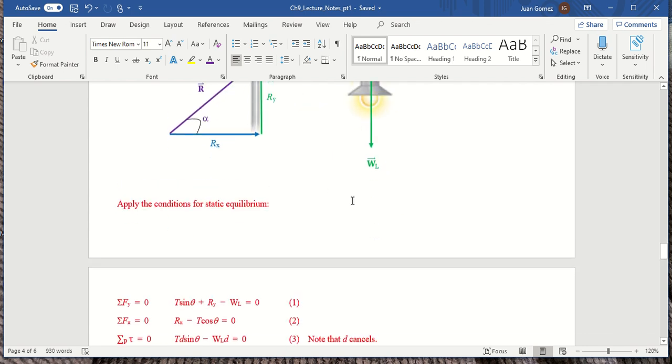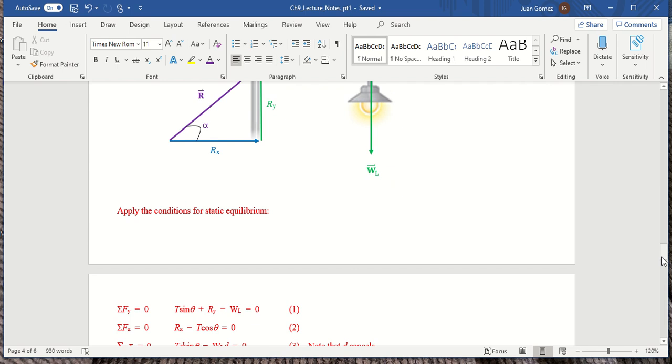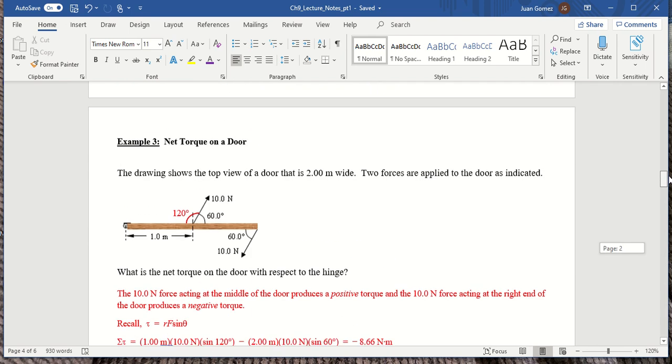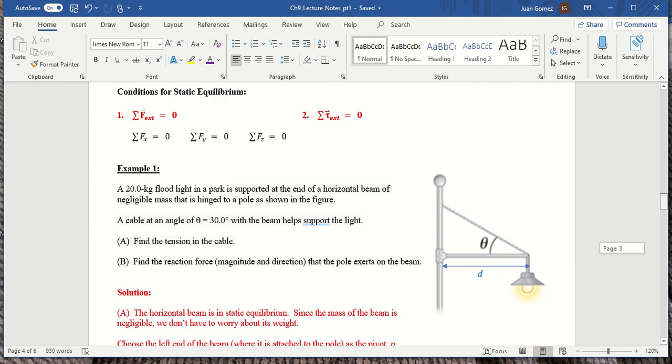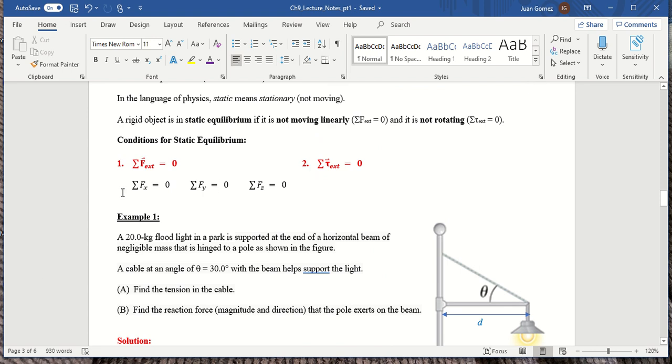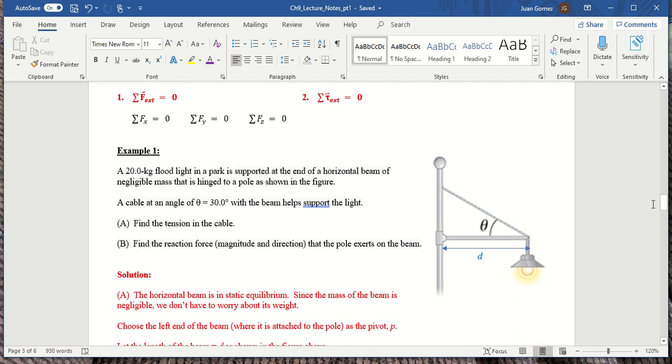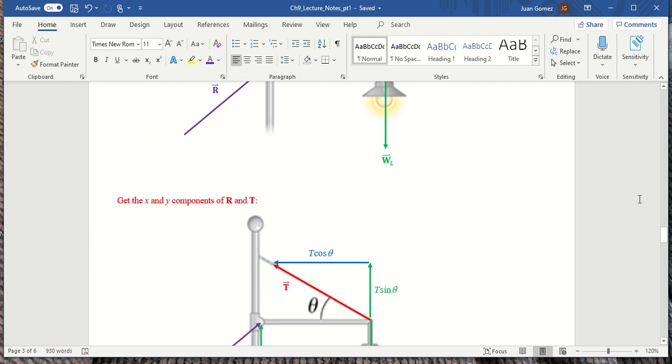Now let's apply the conditions for static equilibrium. What are they? The sum of the forces in the x direction must equal 0. The sum of the forces in the y direction must equal 0. And the sum of the torques must equal 0. Always apply those three conditions, and always apply them in this order. Never deviate from that. The rubric is simple.